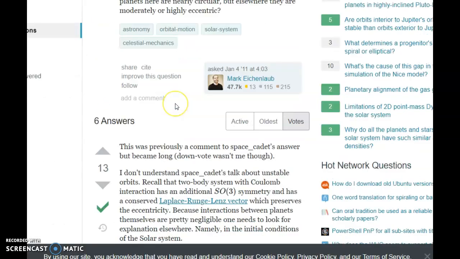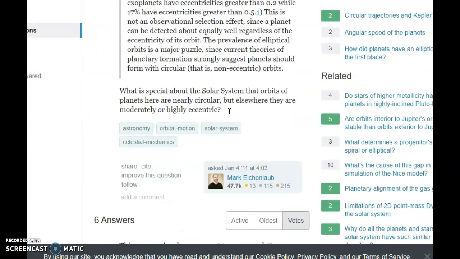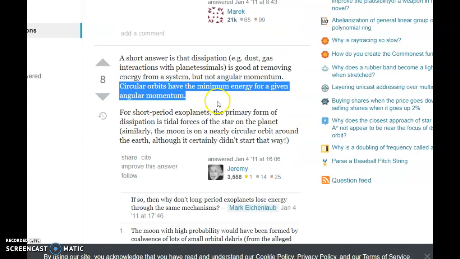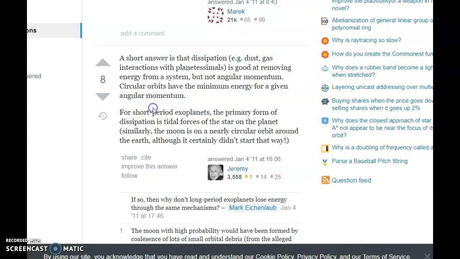And so I looked up this one here, kind of like, why are the orbits of the planets in our solar system nearly circular? And one person argues here that circular orbits have the minimum energy for a given angular momentum, and that's kind of like a physics lesson. And they also put in here that over the development of the solar system, as the planets perturbed, which means gravitationally disturbed each other's orbits, they actually put themselves into circular orbits.